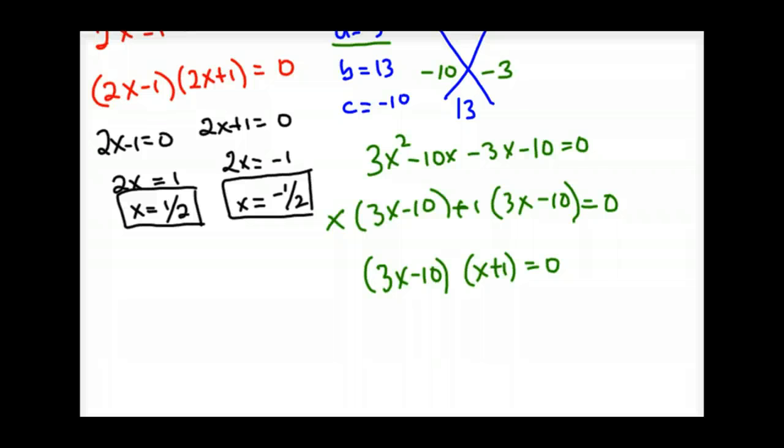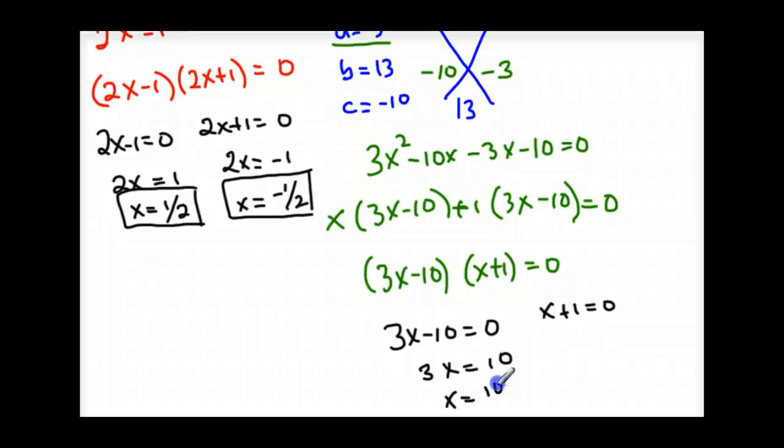Then the last step that I need to do is just make these equal to 0 and solve these. So 3x minus 10 equals 0, x plus 1 equals 0. I have 3x is equal to 10, and x is equal to 10 over 3, which is my first answer. And here, minus 1 on both sides, x is equal to negative 1, which is my second answer.